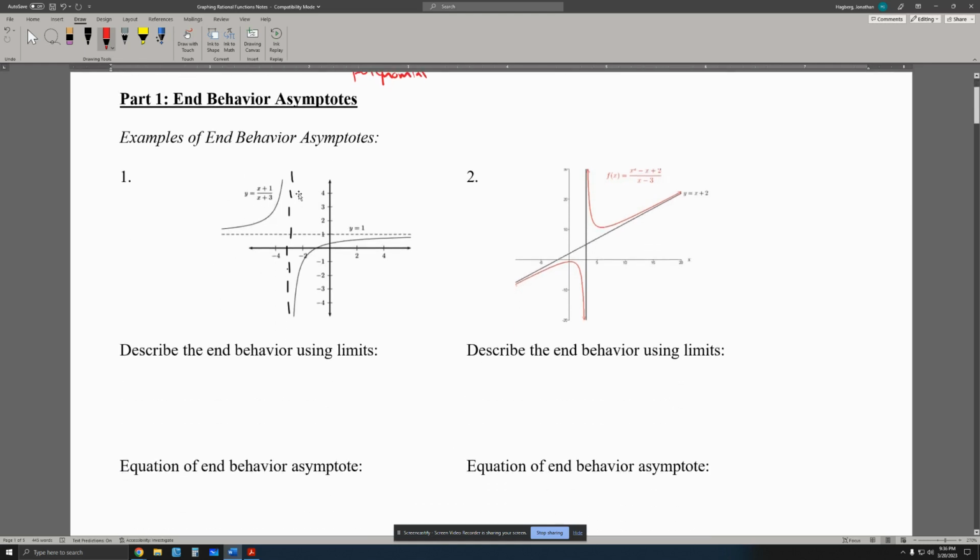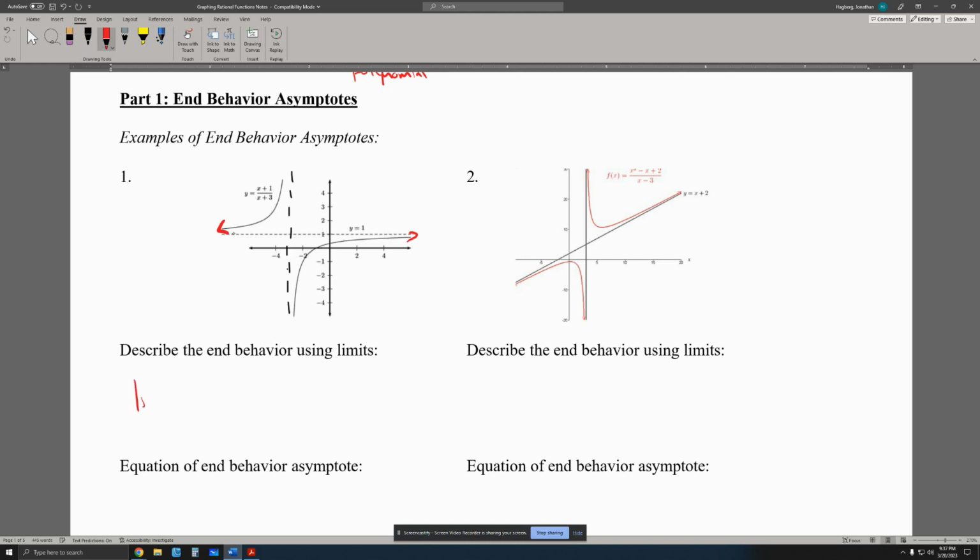So example 1, here I have the rational function y equals the quantity x plus 1 over the quantity x plus 3. We can see that as we approach the left-hand side of this function, as x approaches negative infinity, the function approaches a particular y value. In this case, it approaches y equals 1. In the same vein, on the right-hand side, as x approaches positive infinity, the function approaches that same particular y value, y equals 1.